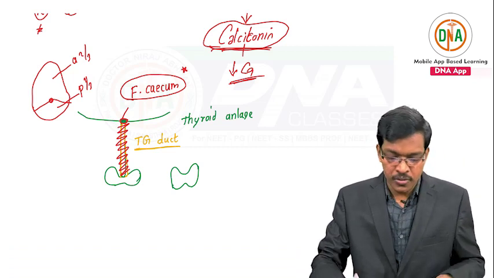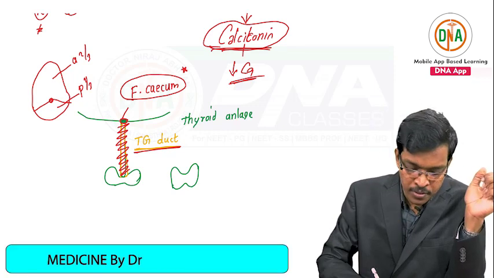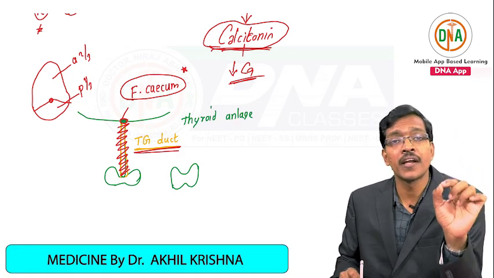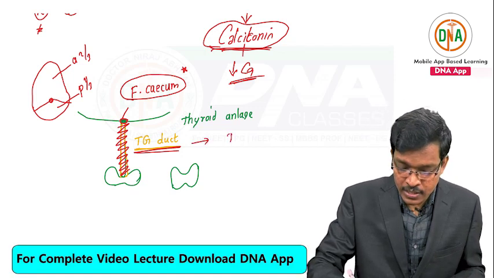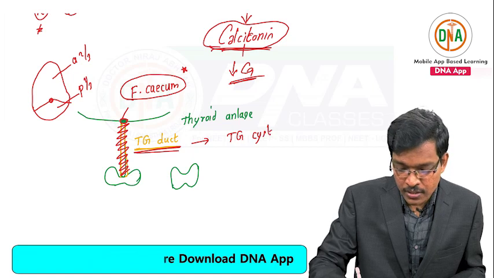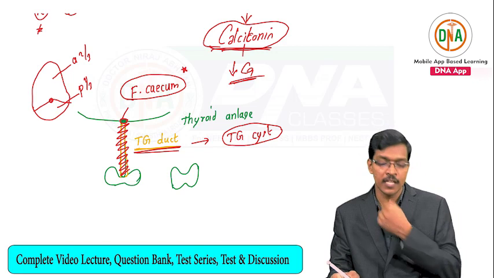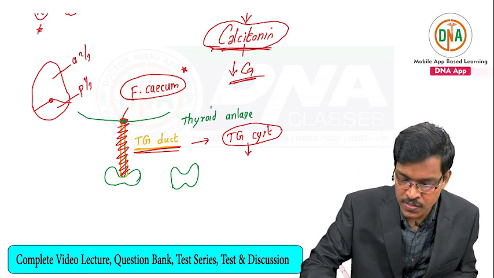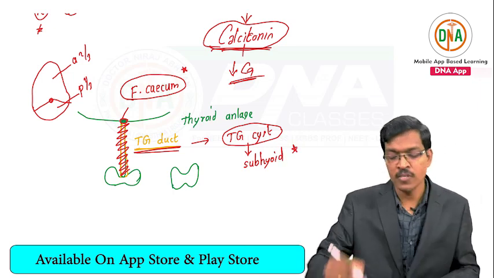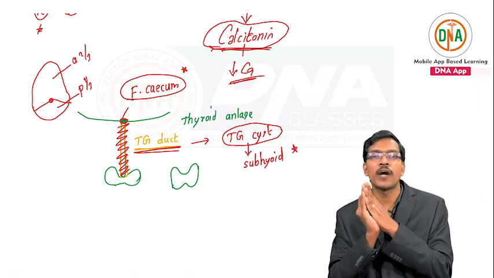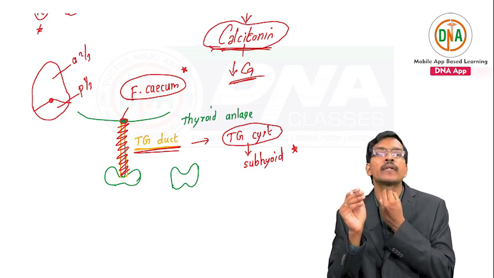Now, what is the importance of this thyroglossal duct? Thyroglossal duct is important because in the adult life, if there are remnants of the thyroglossal duct, it can develop what is known as thyroglossal cyst. They are usually midline structures. The most common site of thyroglossal cyst is the subhyoid region. Important MCQ from surgery. Most common site of thyroglossal cyst would be subhyoid. Okay, so this will be a cyst-like structure seen in the midline.